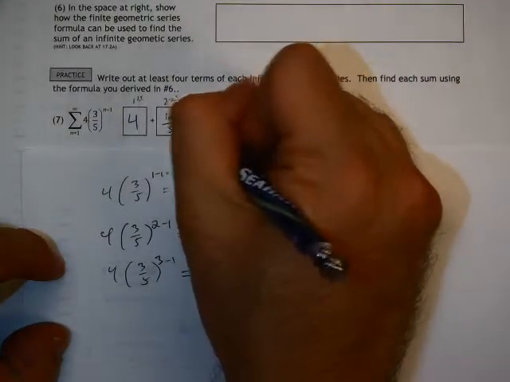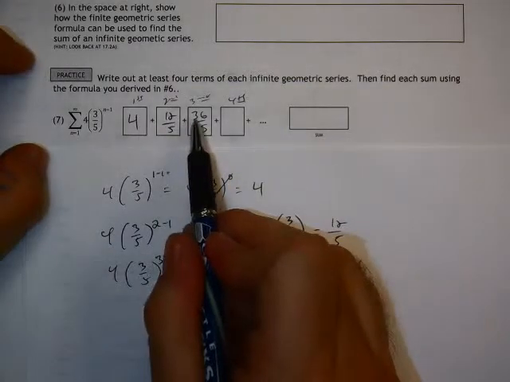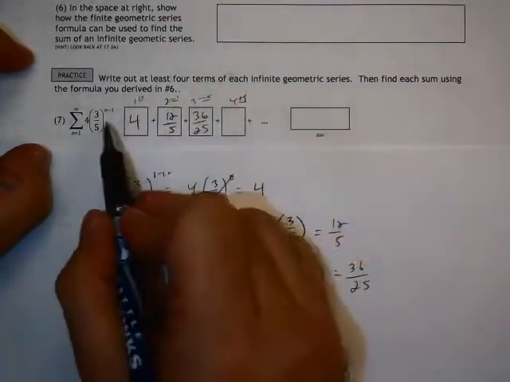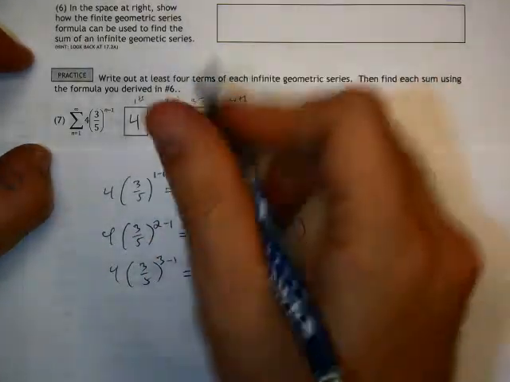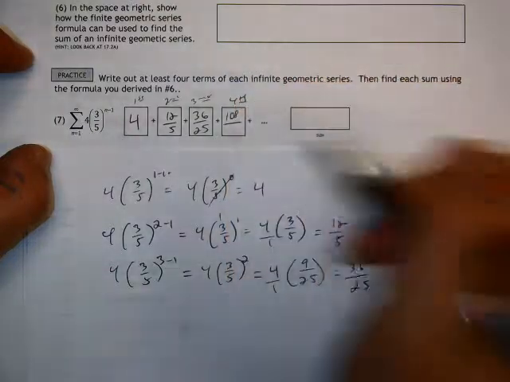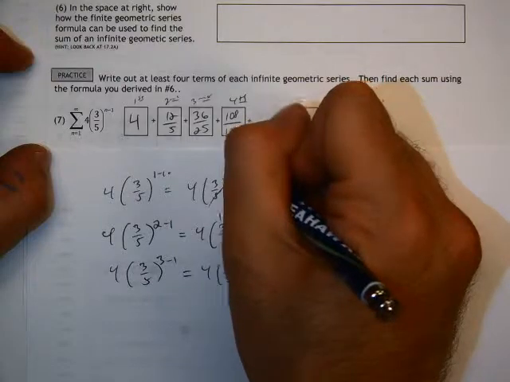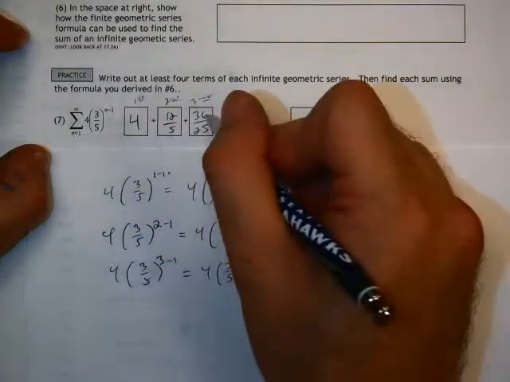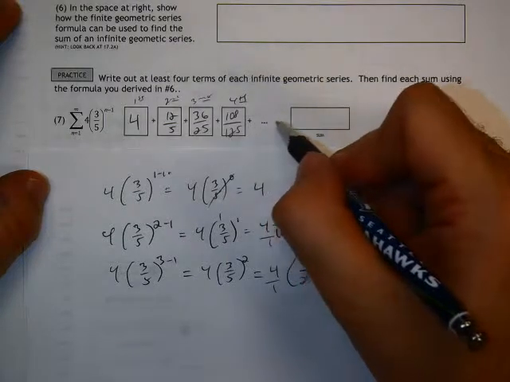Now, to save yourself some time, you can take each of these and just multiply by 3/5. If you multiply this by 3/5, you get this. This by 3/5, you get this. By 3/5 again, multiplying by 3 up top, 36 times 3 is 108, times 5 on the bottom is 125. So our fourth term is 108 over 125, and you would keep going forever and ever.